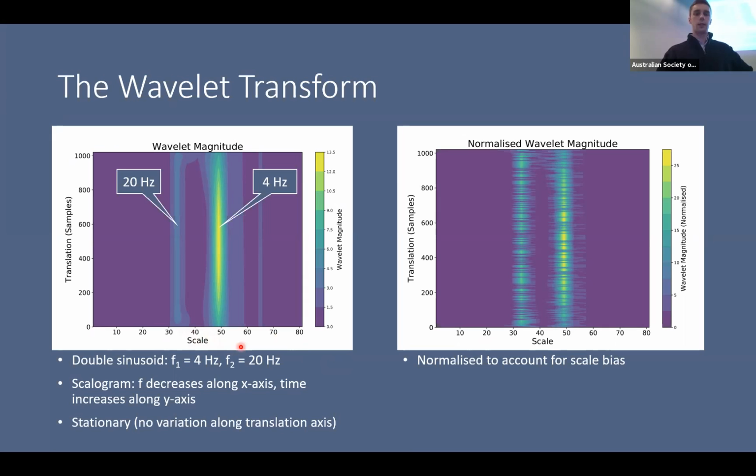You also notice that the 4 Hertz and the 20 Hertz are different magnitudes, even though the sinusoid was designed to have the same amplitudes for both. And that's because of wavelet bias, whereby at larger scales, the wavelet is more stretched out and has greater support in time, so it contributes more to the magnitude. So you see on the right there that we've accounted for the scale bias to try and even out those magnitudes.